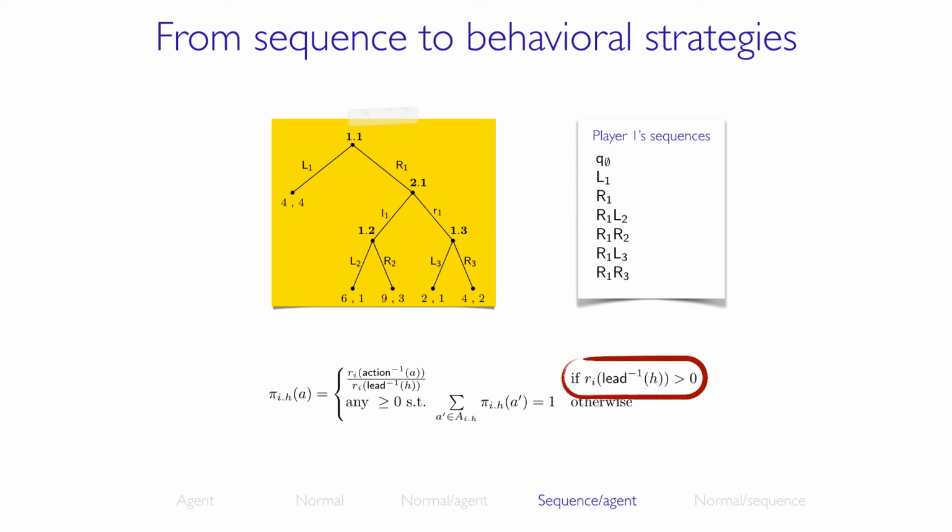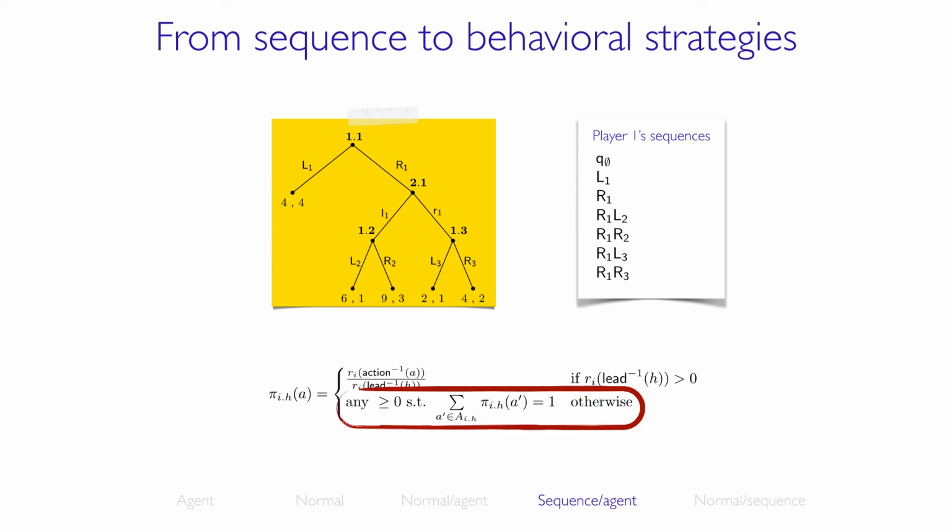This holds if the sequence to use in the denominator is played with strictly positive probability. Otherwise, the behavioral strategy may be any. The problem of finding a realization plan that is equivalent to a given behavioral strategy, that is the inverse problem, can be solved by using the inverse of the above formula.